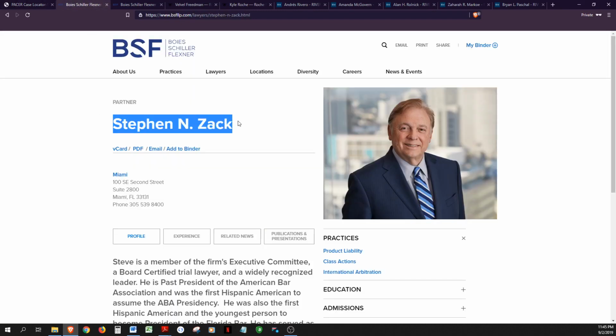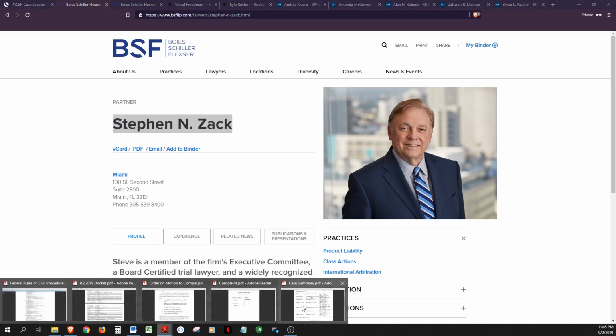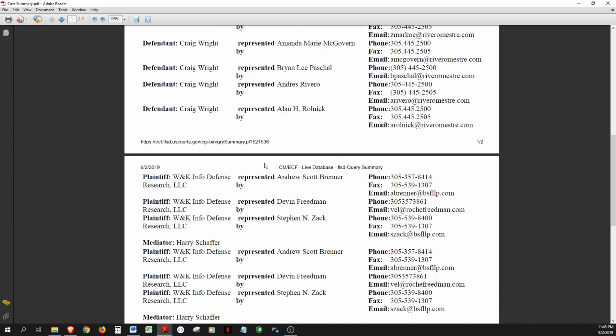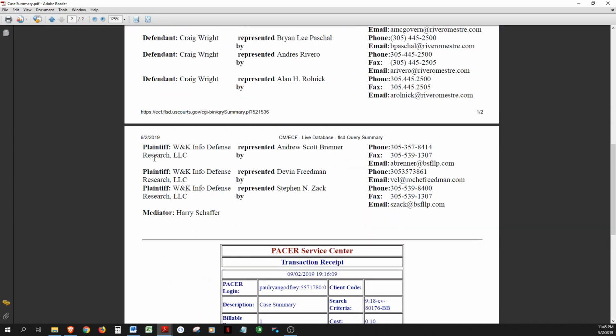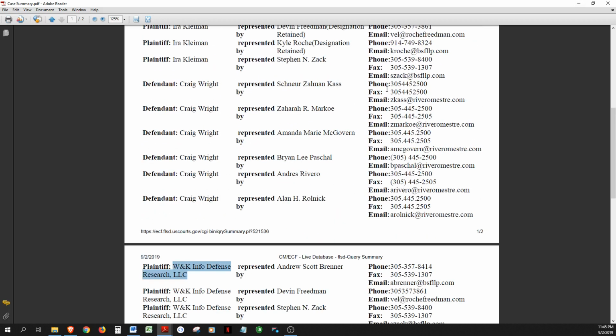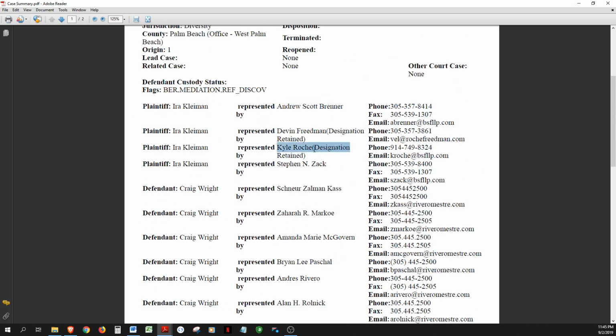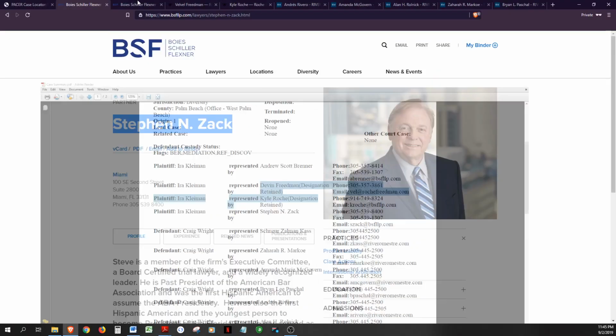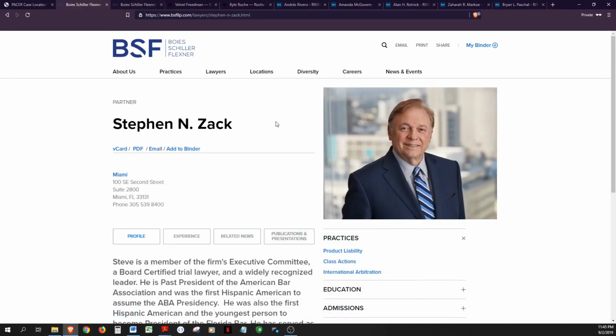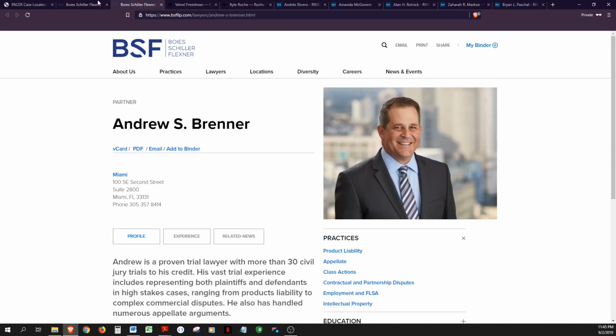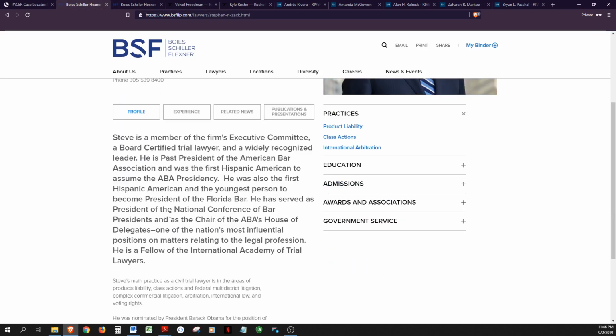Stephen Zach represents the plaintiff. We also have, so I presume probably the amended complaint actually most likely includes this second plaintiff, which is W&K Info Defense Research. We'll get to that in a bit. They're probably added as a plaintiff in the amended complaint. And the initial complaints were filed by Kyle Roach and Devin Friedman. So Stephen Zach, he's for the plaintiffs here, president of the ABA, practicing 30 years. Same thing, Andrew S. Brennan, former president of the ABA here, so that's a huge position.